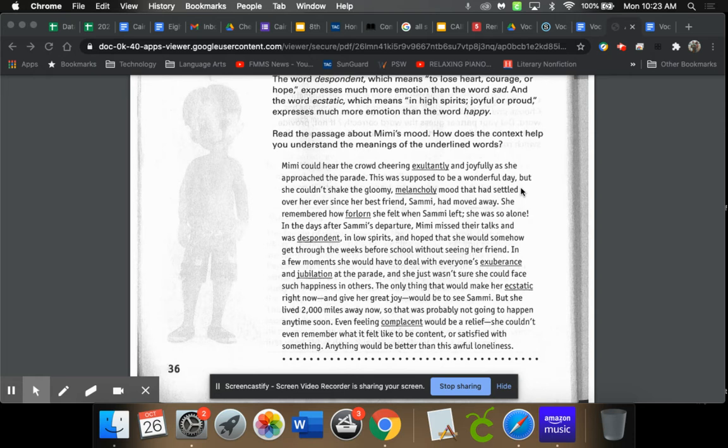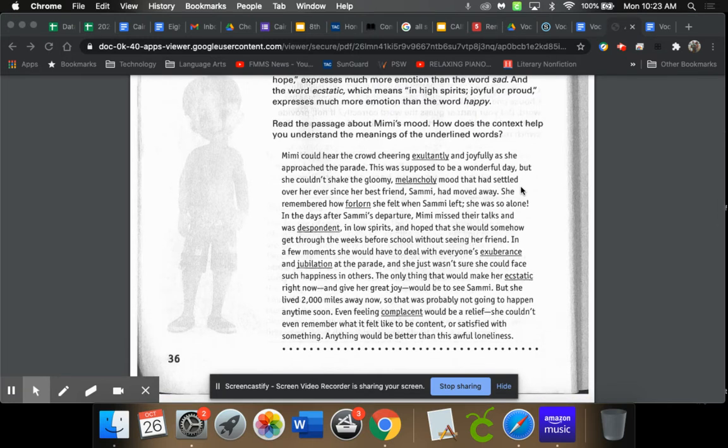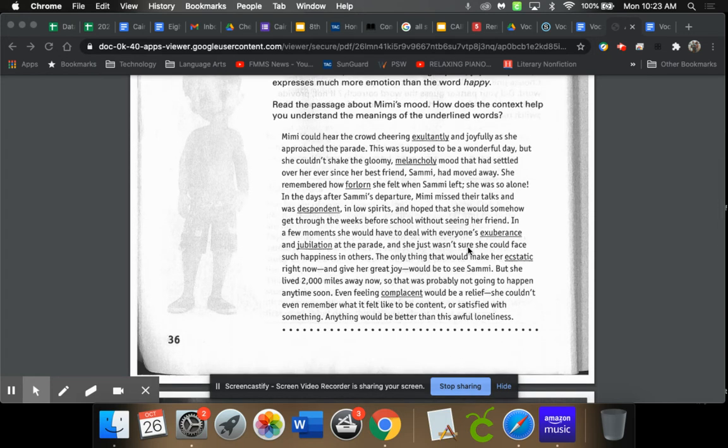She was so alone. In the days after Sammy's departure, Mimi missed their talks and was despondent, in low spirits, and hoped that she would somehow get through the weeks before school without seeing her friend. In a few moments, she would have to deal with everyone's exuberance and jubilation at the parade, and she just wasn't sure she could face such happiness in others. The only thing that would make her ecstatic right now and give her great joy would be Sammy. But she lived 2,000 miles away now, so that was probably not going to happen anytime soon. Even feeling complacent would be a relief. She couldn't even remember what it felt like to be content or satisfied with something. Anything would be better than this awful loneliness.